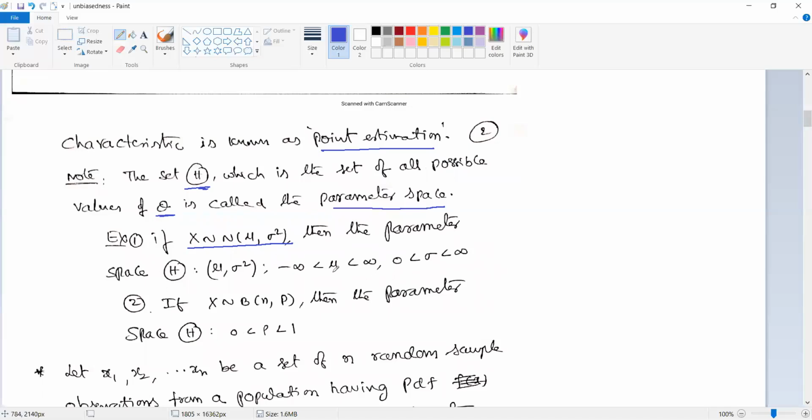Mu lies between minus infinity and plus infinity. Sigma is always greater than 0, so it can never be 0 or negative. Sigma is the standard deviation, and sigma square, the variance, is also greater than 0, lying between 0 and infinity.